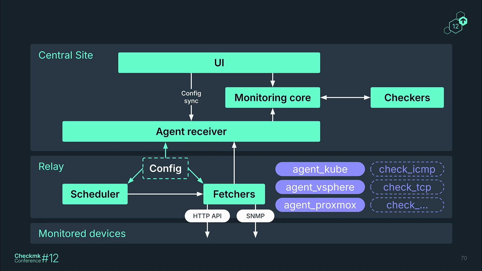But there's one other important path, that is when the user interacts with the setup. For example, you want to do a discovery. Well, the relay needs to do something right now, not at some point when the scheduler thinks it's time. And this is why we have the ad hoc commands. That means a task is created, is sent to the agent receiver. Again, the relay will contact the agent receiver continuously. It will see the task, work on it, and send the response back to the UI.